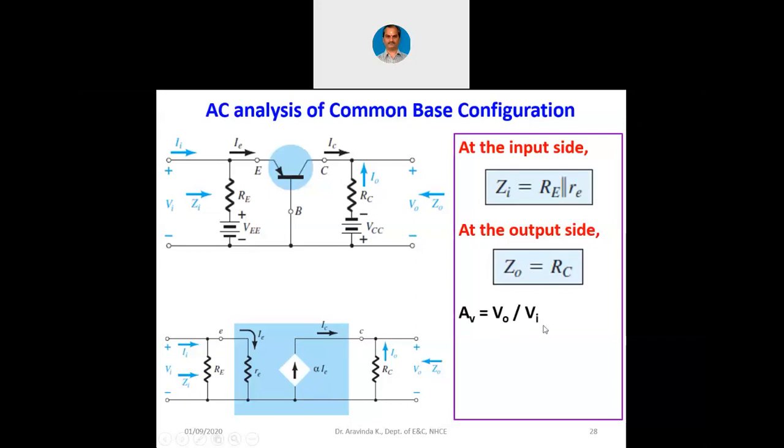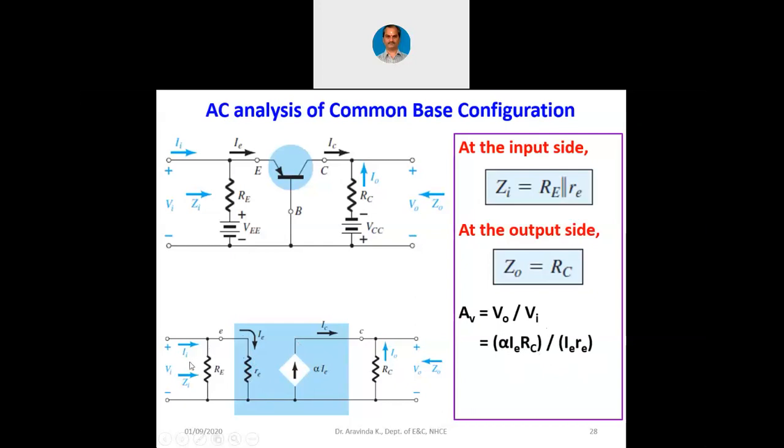AV is Vo by Vi. Now, what is Vo? Vo is this current into this resistance. And what is Vi? Vi is this current into this resistance, whatever is the input resistance. So, it is alpha into IE into RC, divided by IE into RE. At the input we have IE into RE.